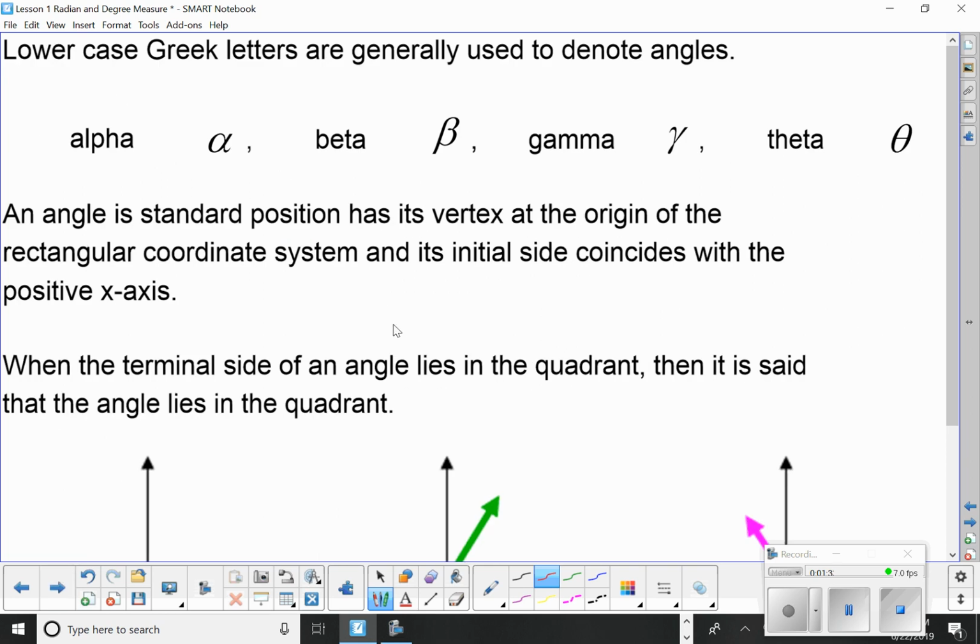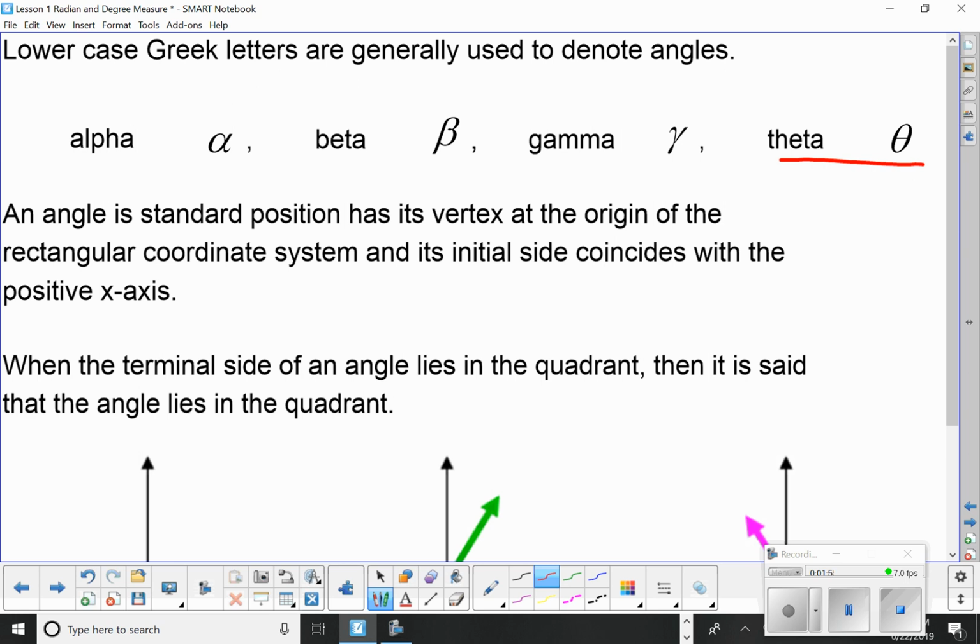Lowercase Greek letters are generally used to denote angles, theta being the most popular. But sometimes when you have multiple angles, you need other variables. Therefore, a lot of times we use alpha, beta, and gamma. Again, these are not A, B, and C, or A, B, and G. It's alpha, beta, and gamma, and then theta. Theta is what we will use the most.